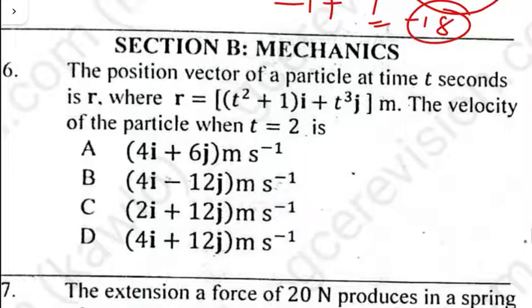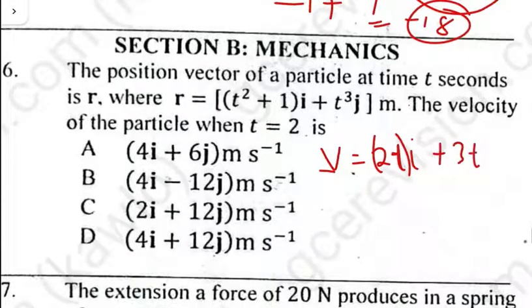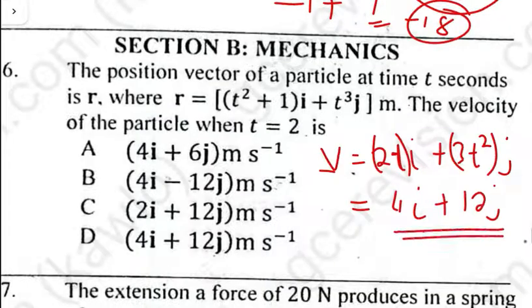So here, how do you get the velocity? By differentiating the position vector, right? So our velocity vector will be equal to 2t i plus 3t squared j. So when t equals 2, we're going to substitute here, right? 2t, so that's going to be 4i plus 3 times 4, 12, 12j. 4i plus 12j meters per second.